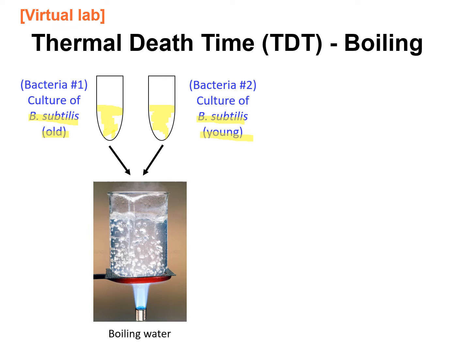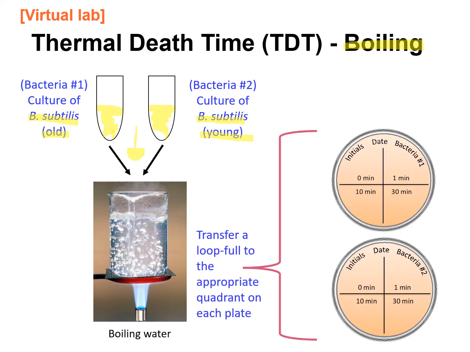And for this experiment, you're going to be boiling your two test tubes. So you're going to set the temperature at 100 degrees Celsius, and you're going to place your test tubes into the boiling water, right? You're going to place both of your samples into the boiling water. But actually, before you place them in the boiling water, you would want to take a sample as a control. So I'm going to show you how we're going to do that.